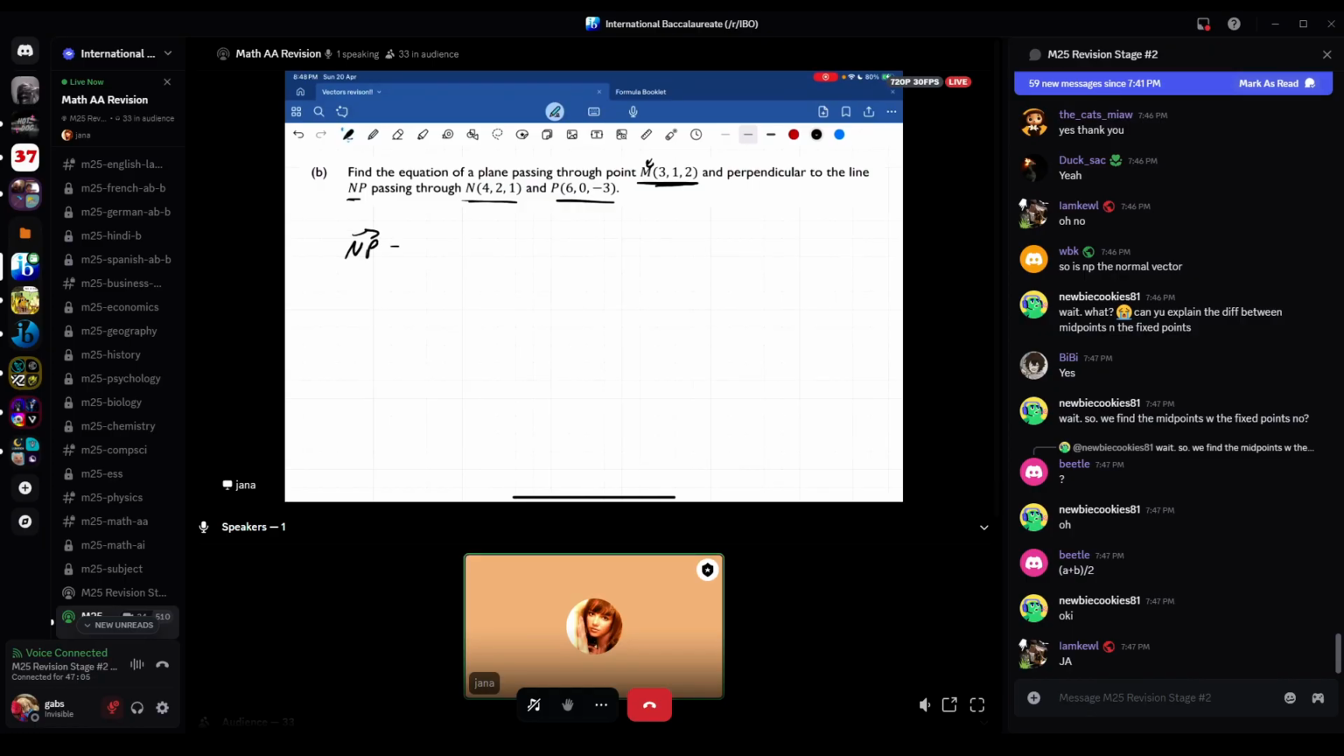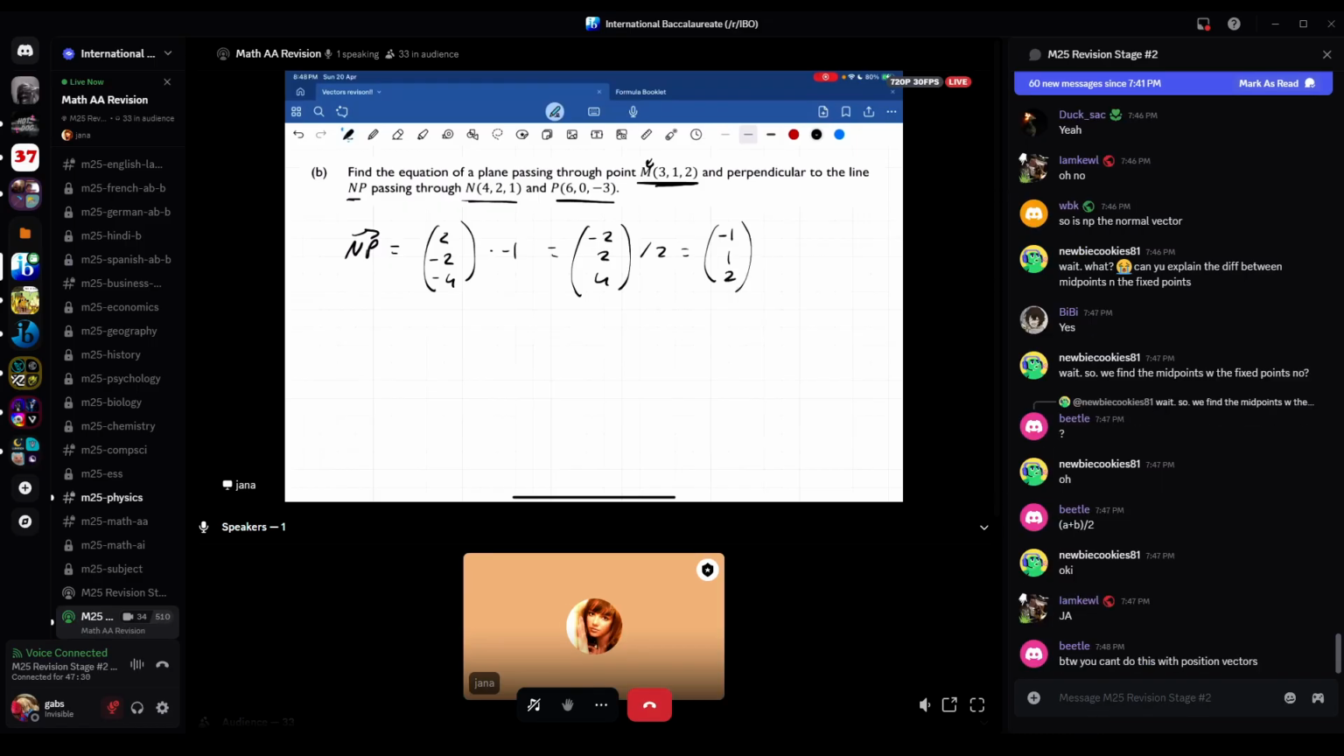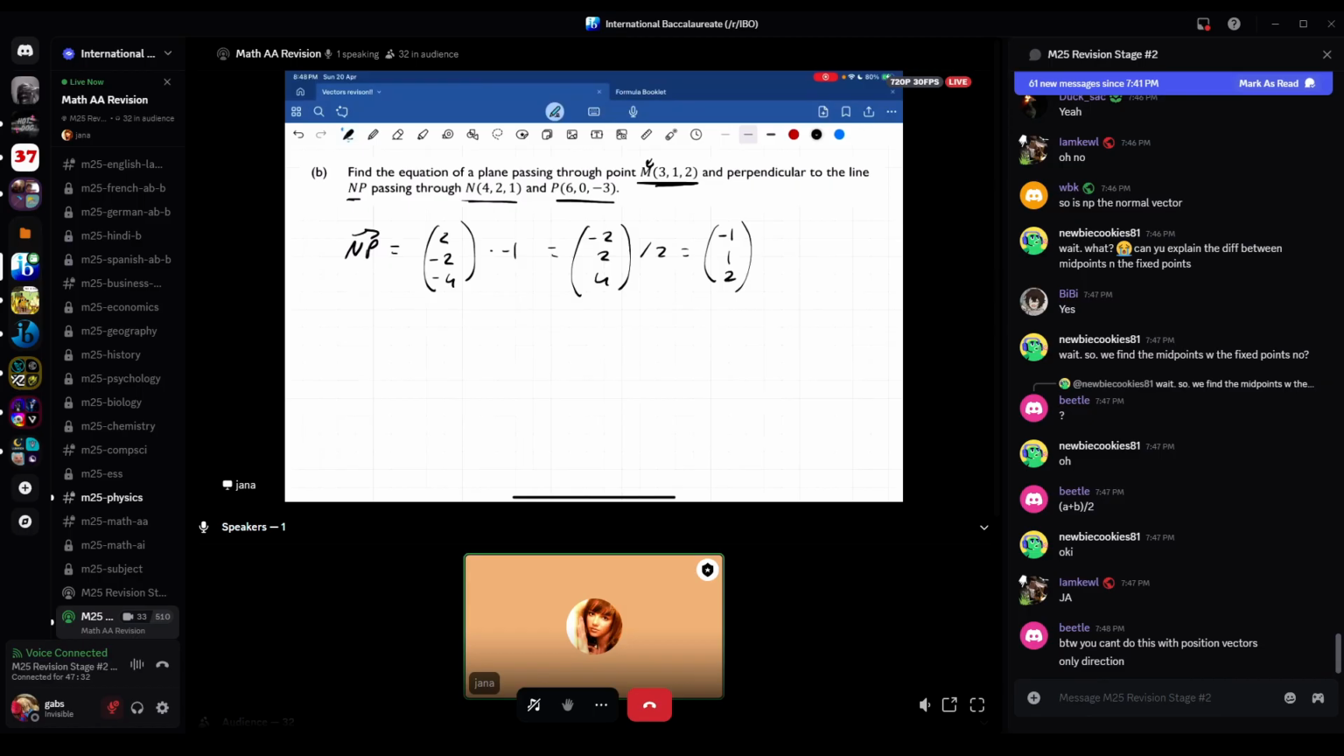So NP is (2, -2, -4). Let's make that nicer. So I'm going to multiply it by -1. So that's (-2, 2, 4). We're going to make it even nicer. I'm going to divide everything by 2 just because I want this to be a tolerable equation to work with. So (-1, 1, 2). That's our normal. Yeah, you can only do this because it's expressing the direction of the normal.